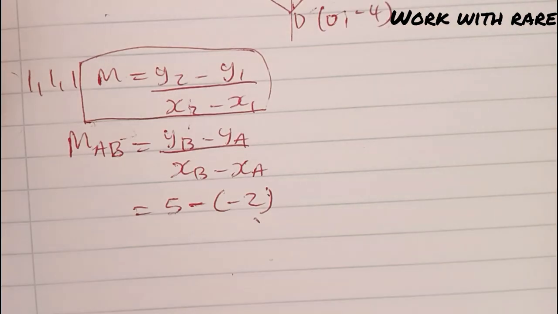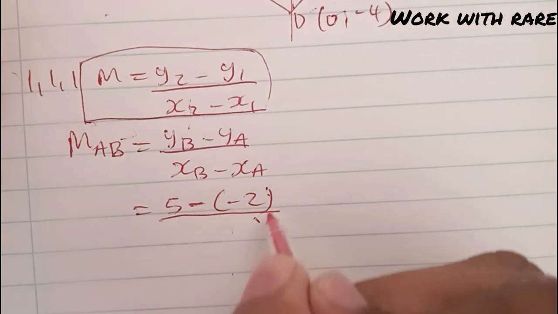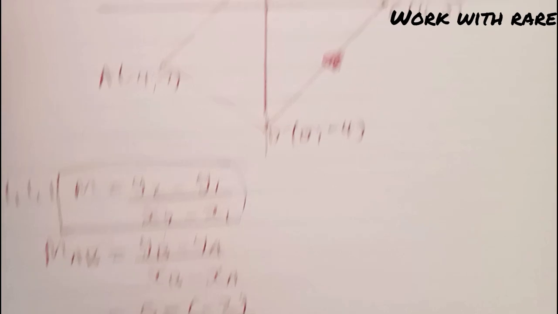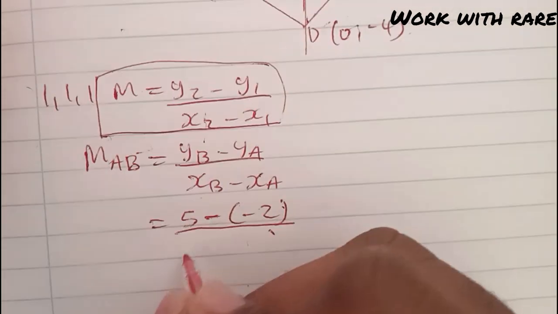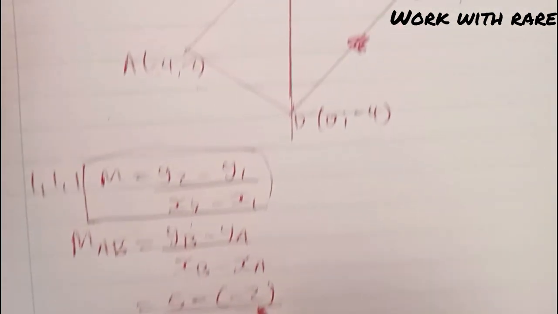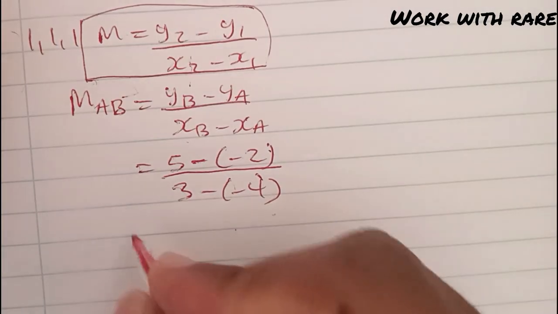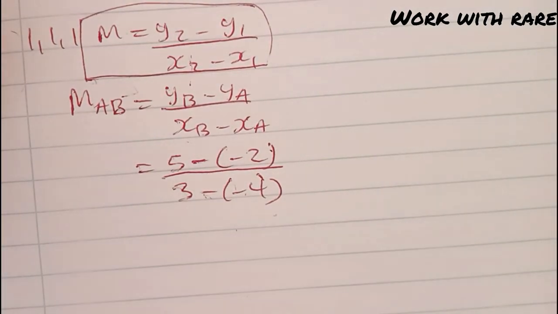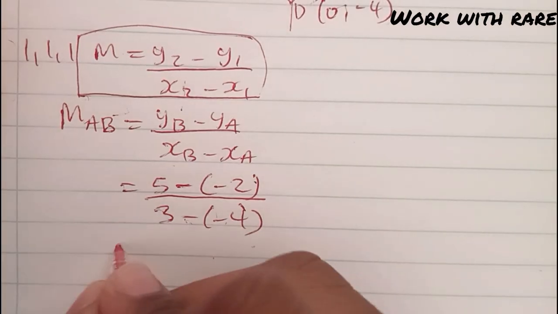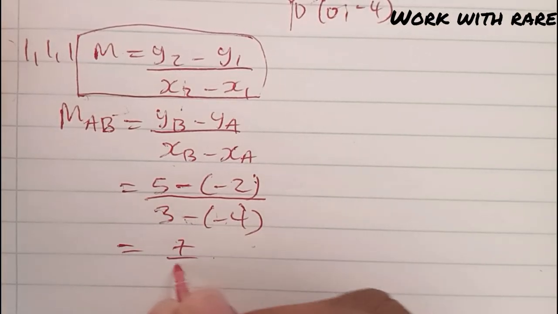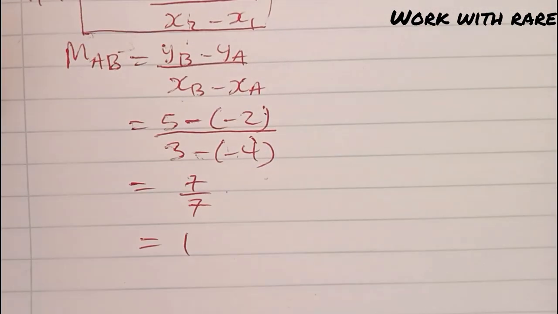So we have to put the bracket, and you have to know the signs: a negative times a negative is positive. So this is the same as 5 plus 2, all over xB. We check xB: it was given as 3, and xA was given as -4. So even here we'll write minus (-4). Like I said, a negative times a negative is positive, so this is the same as plus. So it's 7 divided by 7, which will give us 1. So the gradient of AB is 1.